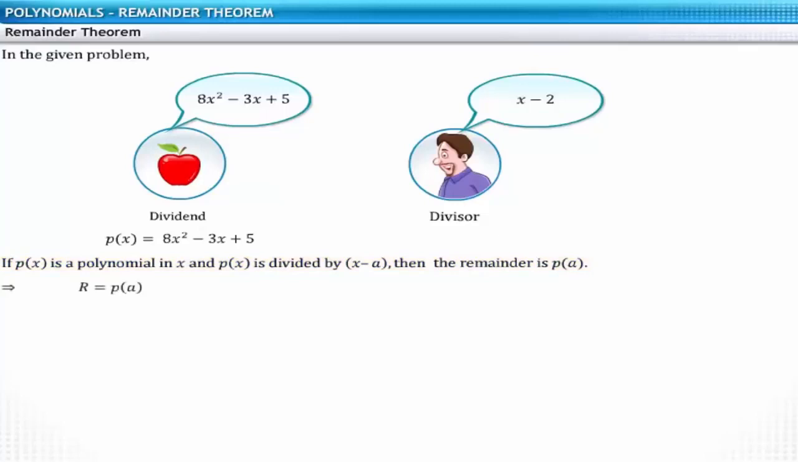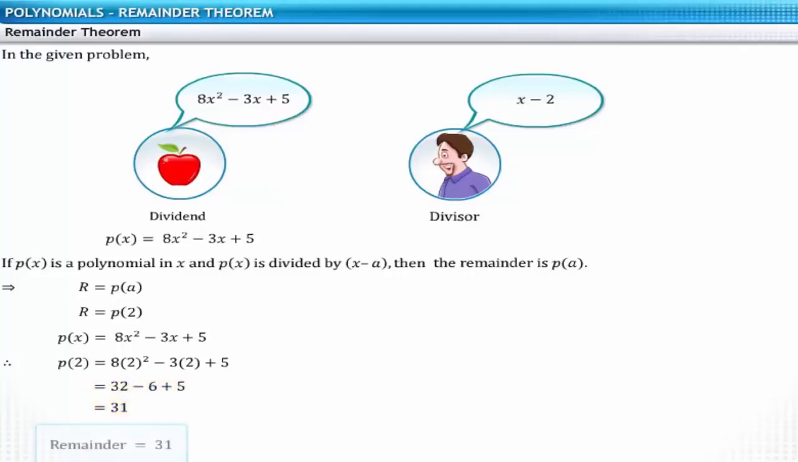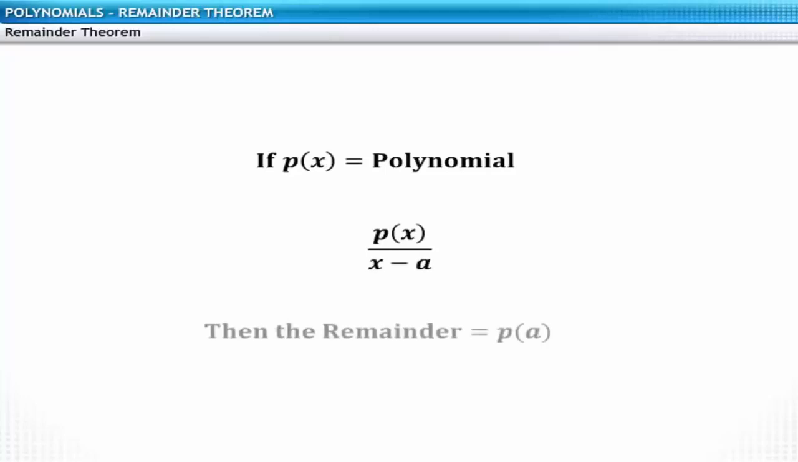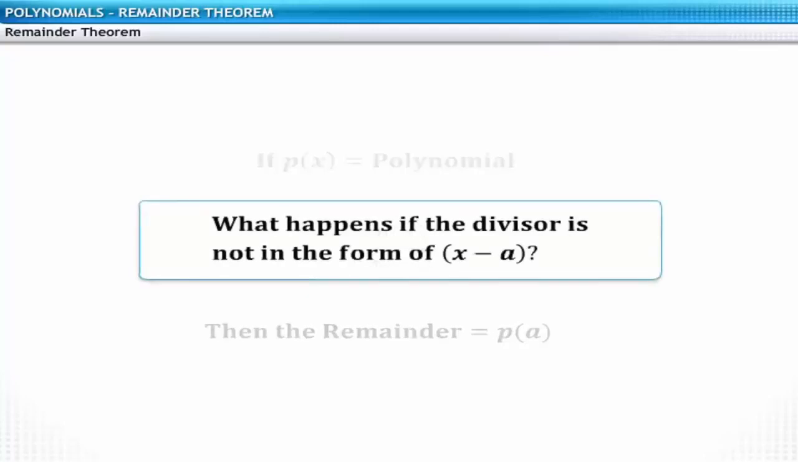Therefore, in this problem, the remainder r is P of 2. If you replace x with 2 in the polynomial P of x, you get the remainder r is equal to 31. The remainder theorem states that if P of x is a polynomial in x and P of x is divided by x minus a, then the remainder is P of a. The remainder theorem specifies the remainder in cases where the divisor is x minus a.